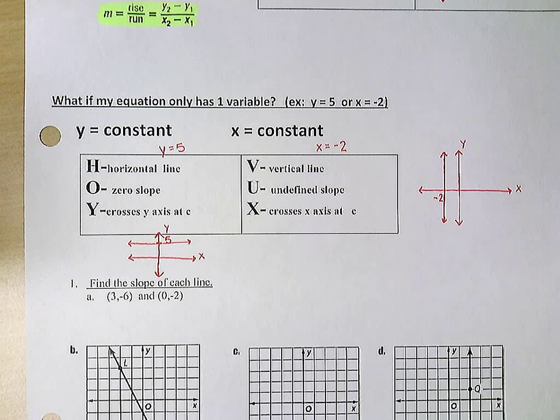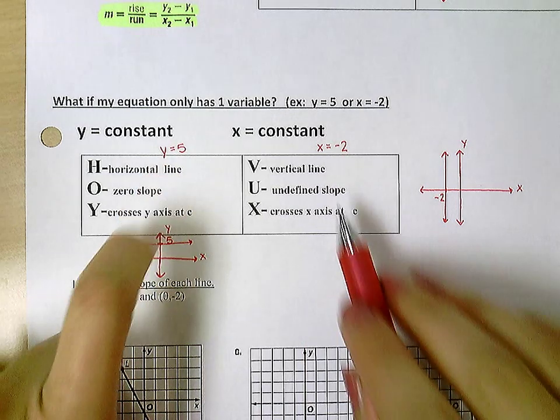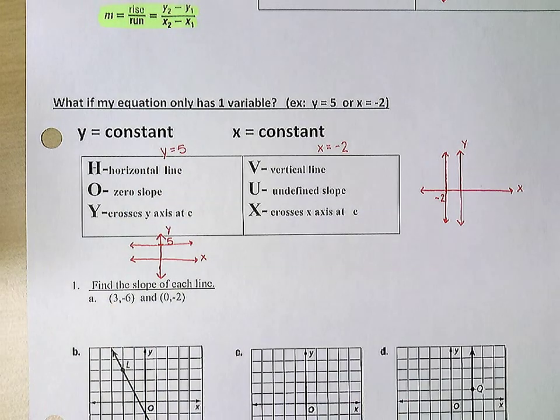Okay, questions on your one variable where y is a constant or x is equal to a constant? Yep. So every time it's a single variable, it's either going to be 0 or undefined? Yes, so if you have an equation like this where you only have a y or you only have an x, where you don't have y equals mx plus b, it'll be either vertical or horizontal. Other questions?